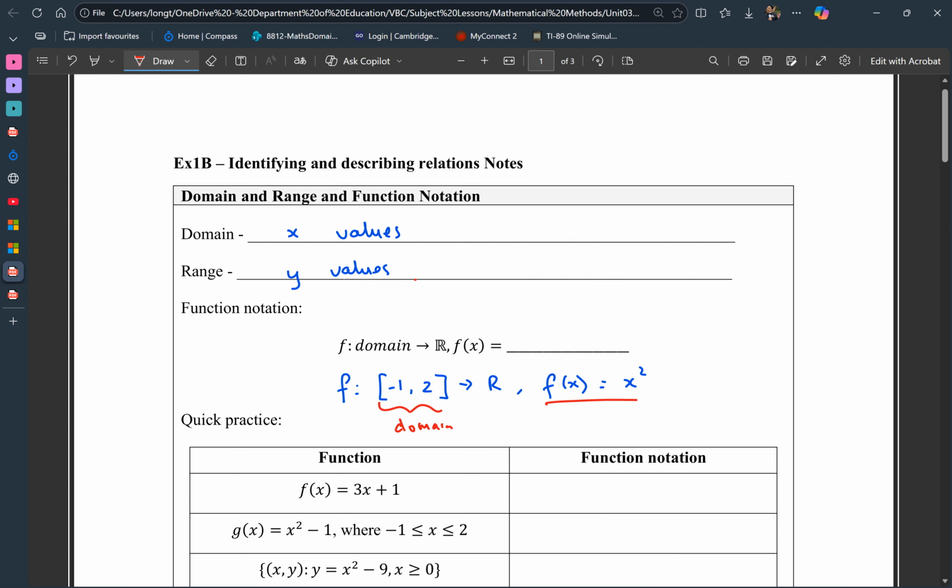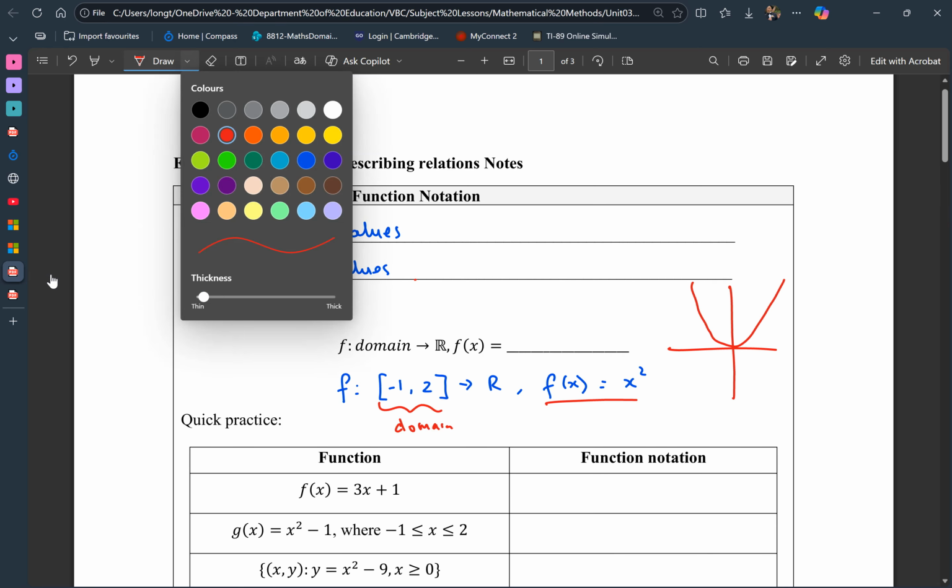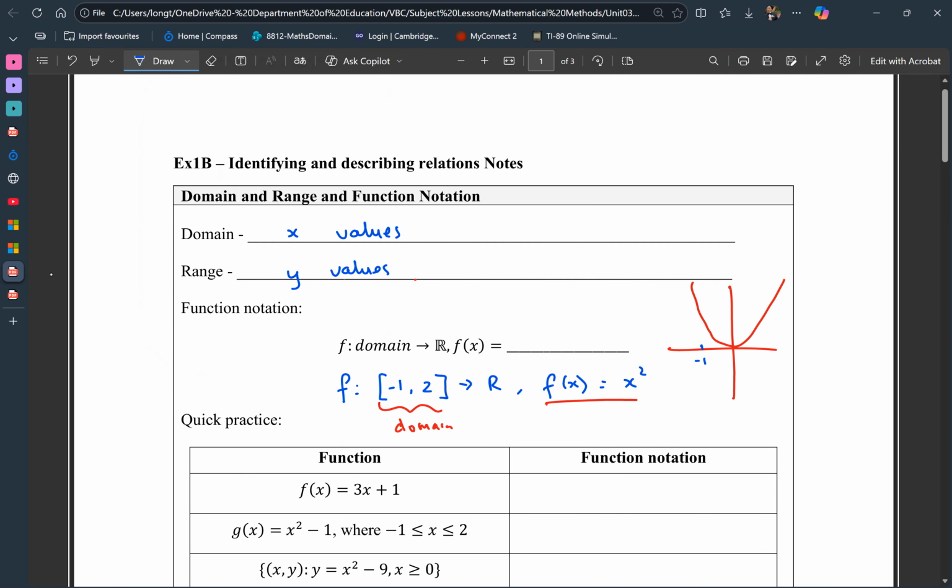f of x equals x squared. What type of function is this? What's this function called, Ishan? Parabola. So, I'm visualizing a parabola. But this x squared graph, which touches the origin, has a restriction. It says from -1 to 2. So on the x-axis, I can only have from -1 to 2.